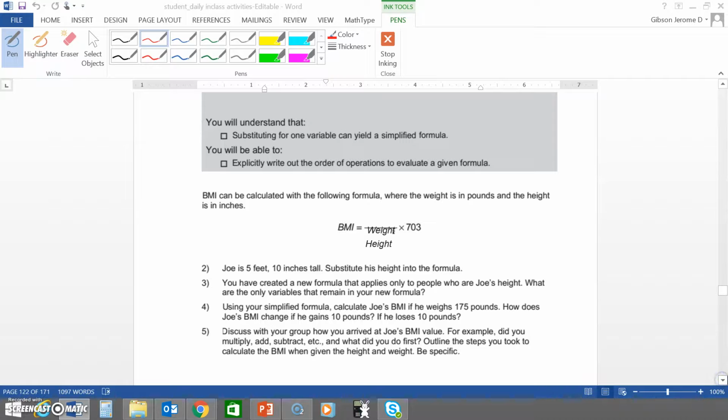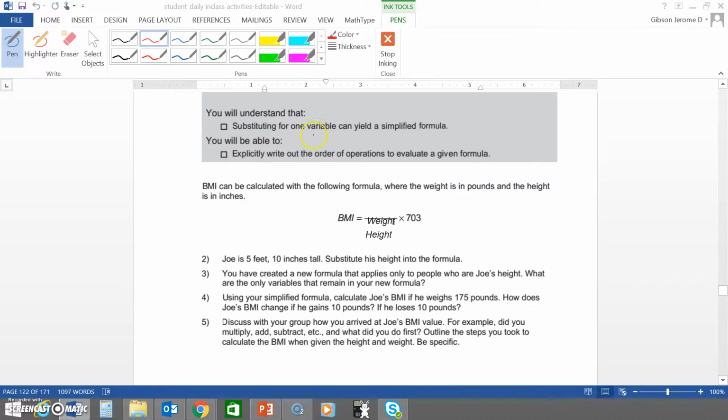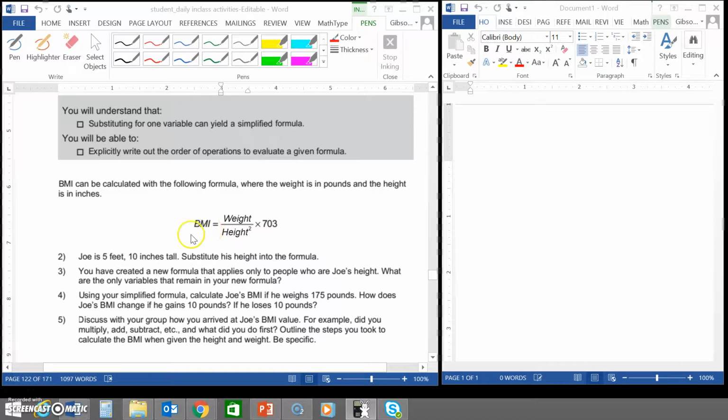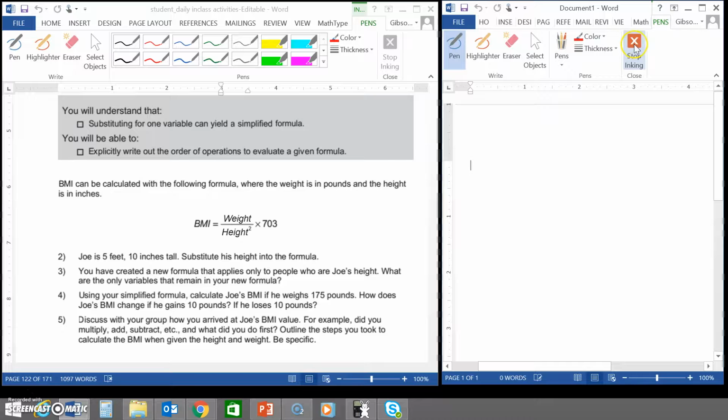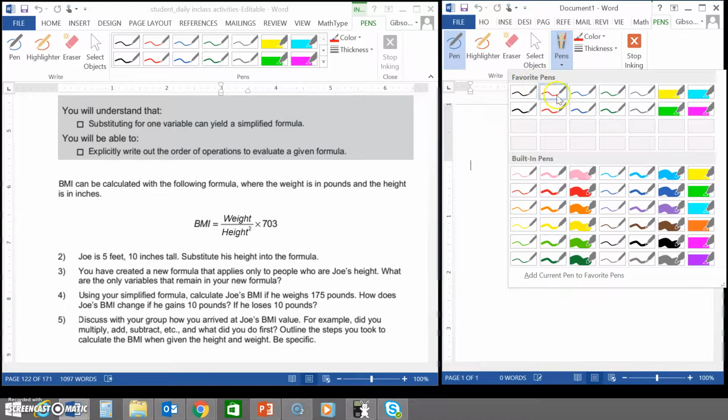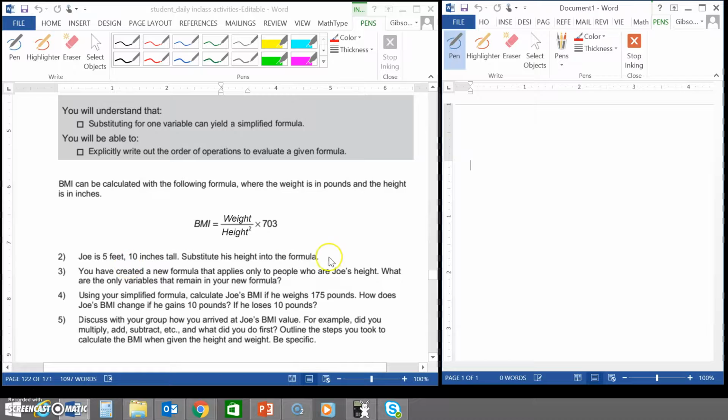Now we have here our objectives for the lesson. You understand that substituting for one variable can yield a simplified formula. You will be able to explicitly write out the order of operations to evaluate a given formula. BMI can be calculated with the following formula, where the weight is in pounds and the height is in inches. Okay, class, we see here that the BMI is equal to the weight divided by height squared, times 703. Now, what I did here was I added in an extra page in order for me to be able to write out the problem because, as you see here, we don't have that much space.